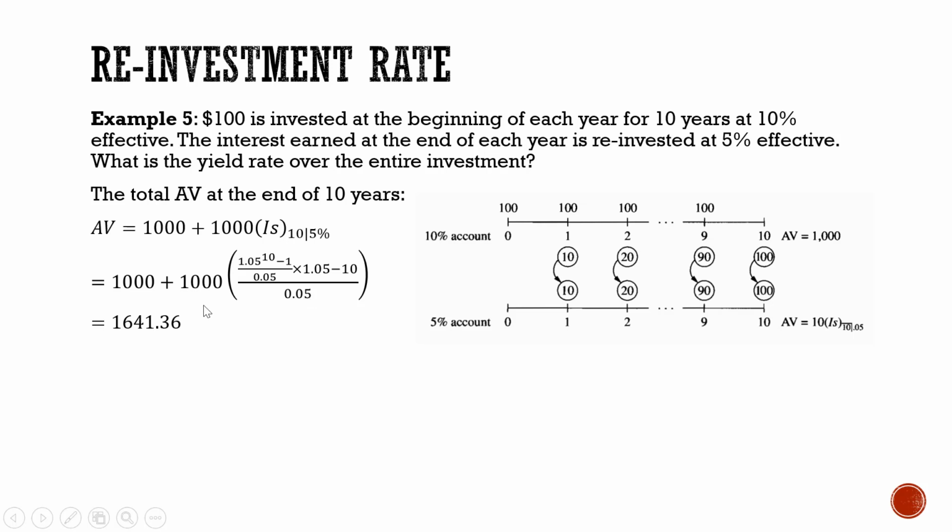n is 10. So the accumulated value at the end of 10 years from both accounts is 1,641.36. So here the yield rate, remember we deposit $100 at the beginning of each year. So to find the yield rate, we have 100 s double dot 10 at the yield rate i equal to the accumulated value 1,641.36. And from here we are going to use BGN mode to find i.